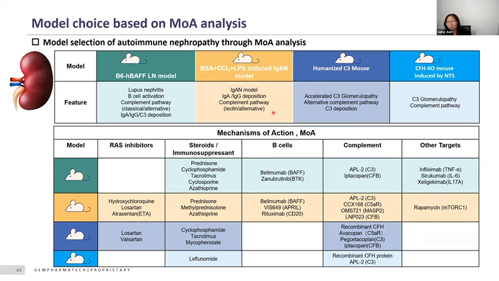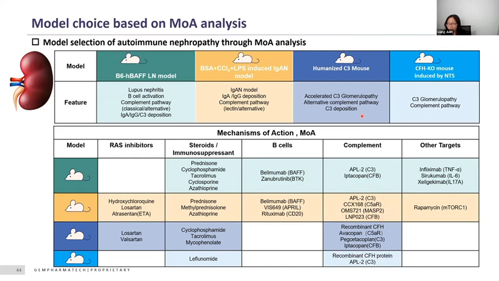The BSA-induced IgA model activates the complement pathway through lectin and alternative pathway. So this model could be used to evaluate the drugs targeting for the lectin and alternative pathways, like we can evaluate the drugs targeting for MASP2, CFB in this model.